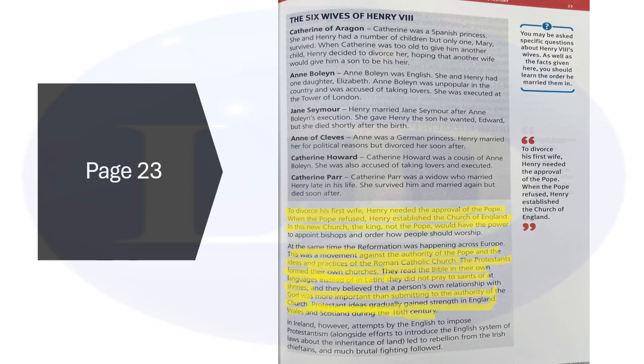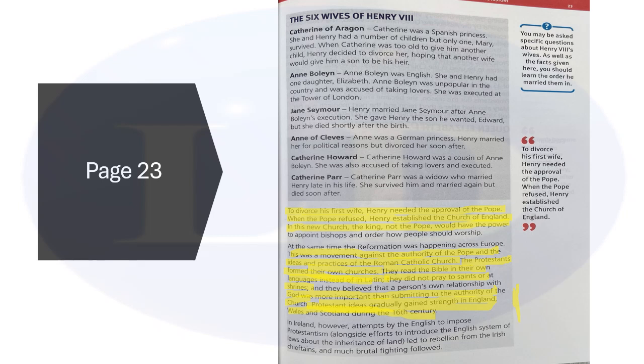This is a £1 billion question. So the question would be, in which century did Protestant ideas gain strength in England, Scotland, and Wales? The answer would be the 16th century. It could be in true or false. It could be in options.